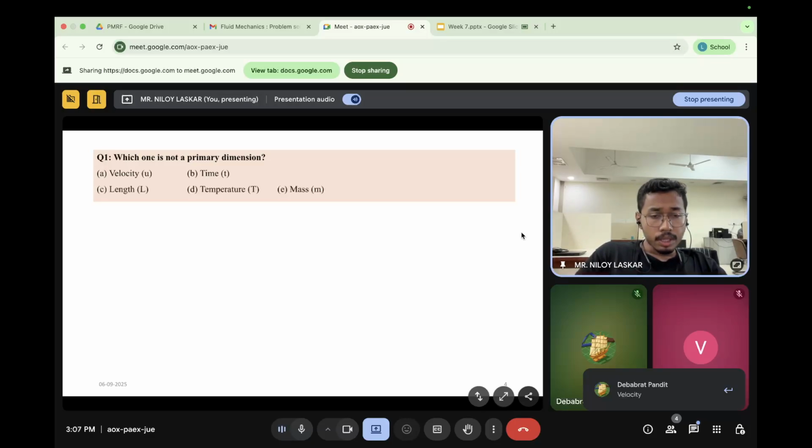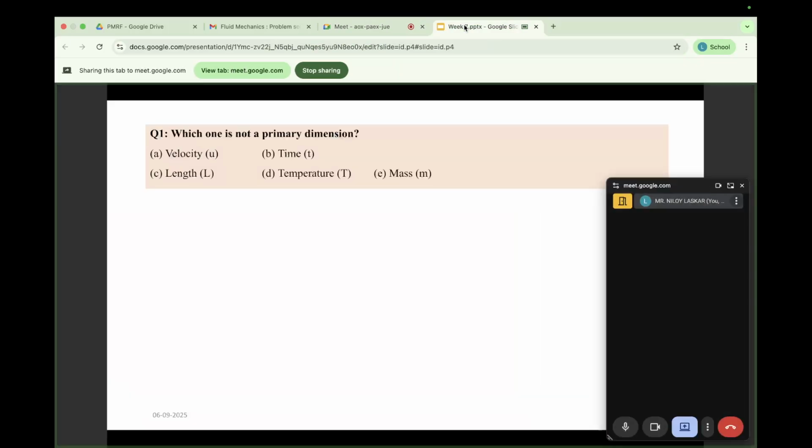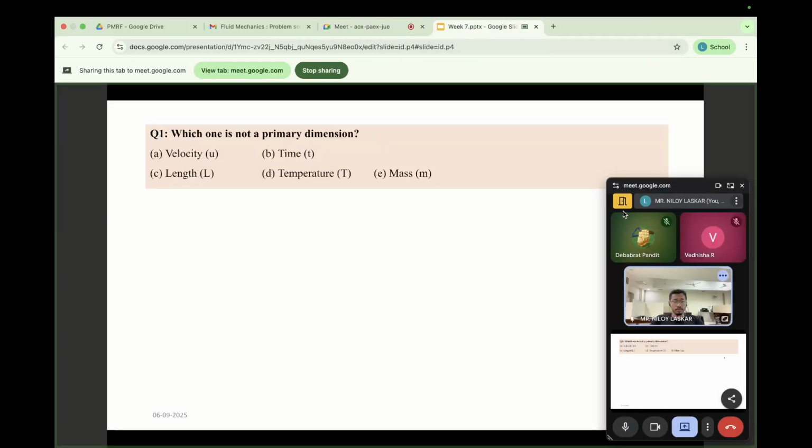So Mr. Pandit has answered velocity as the correct answer. Okay, let's see whether it is correct or not. So, Vedisha, you want to try, or I will solve this one? Okay, let me solve this one for you.